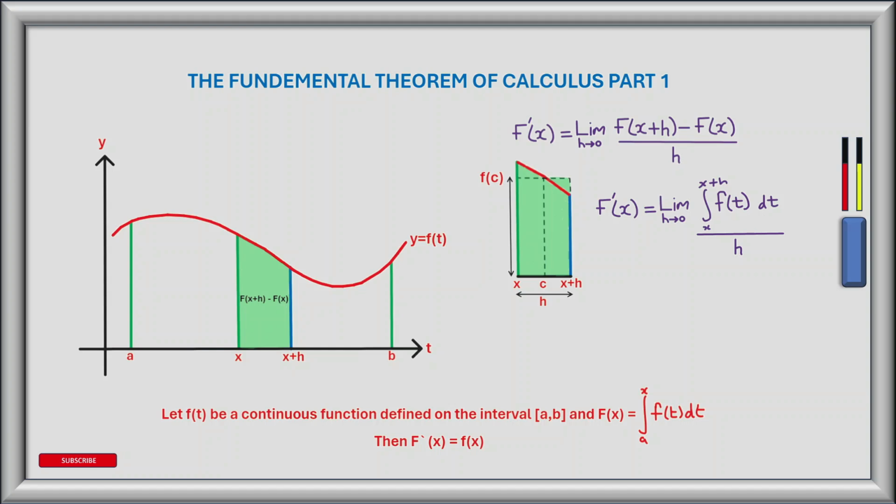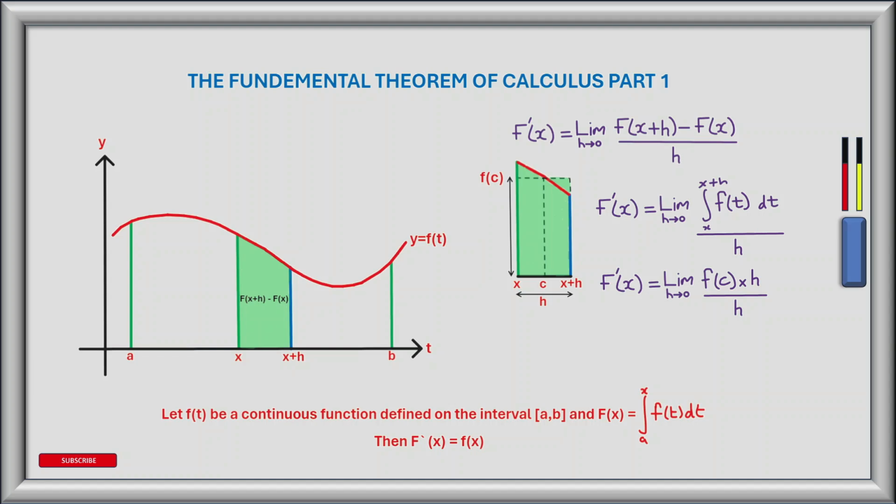If we now apply the mean value theorem for integrals to this area, we know that there's a point c between x and x plus h where the area of the rectangle created when we multiply f of c by h is equivalent to the area enclosed by the curve, or the green shaded area here. As you can see, I've extended the green shaded area to include the rectangle created, which has a height of f of c and a width of h.